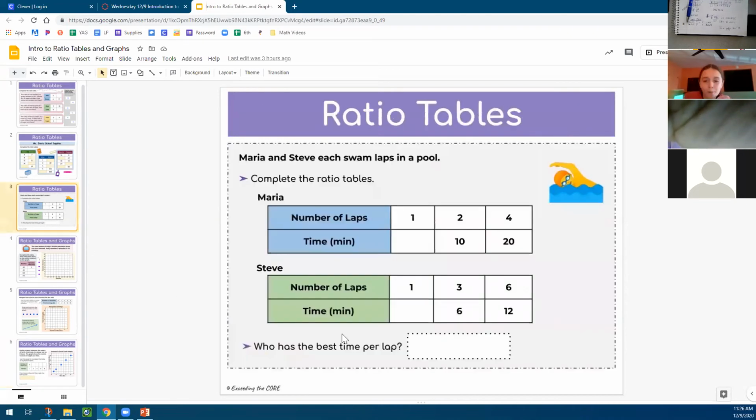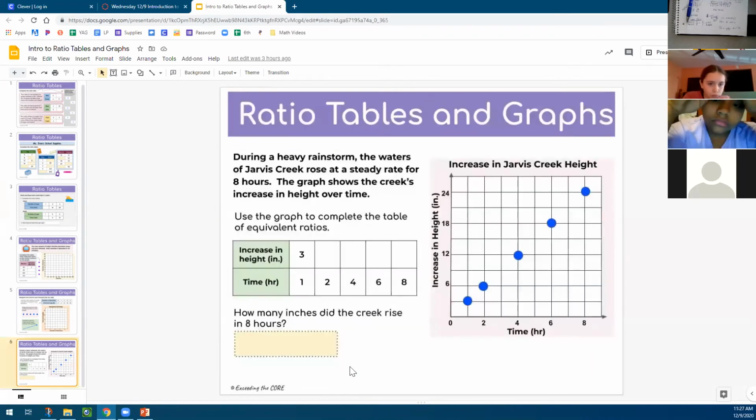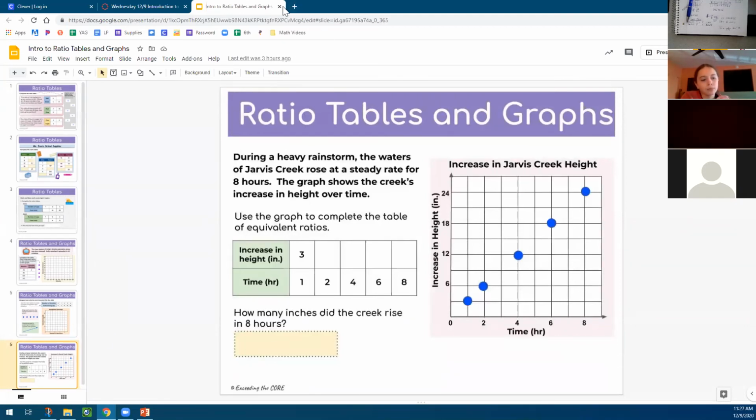Now, on this slide right here and this one right here, if you don't answer these boxes, then they are counted wrong. Okay.